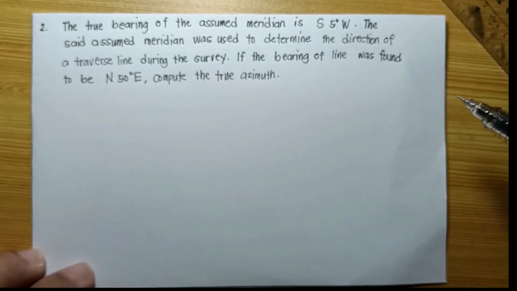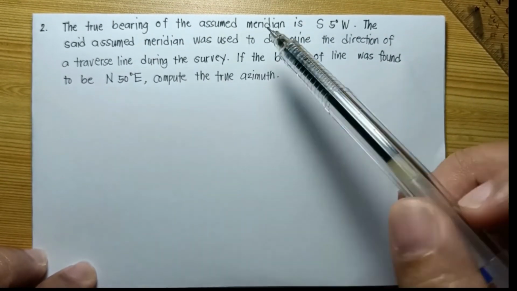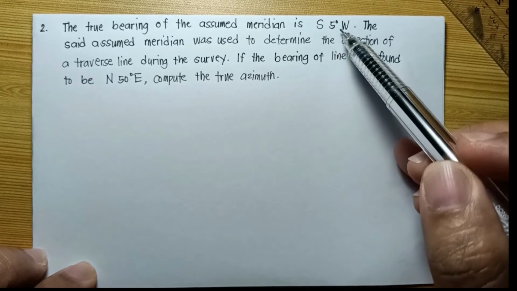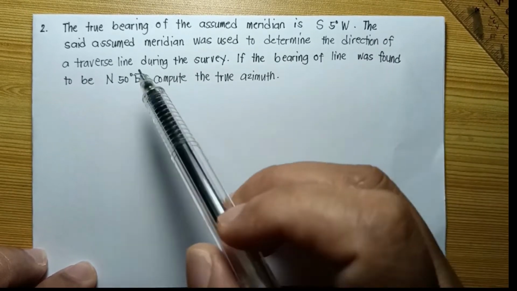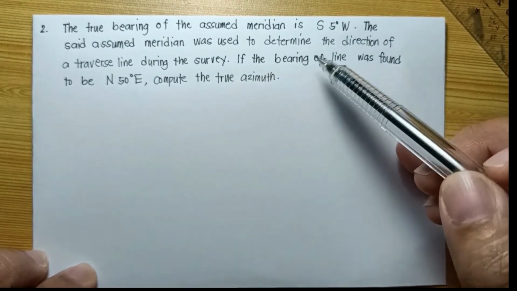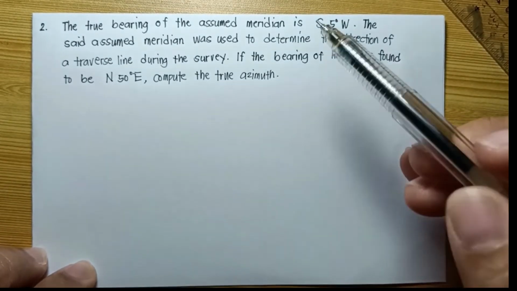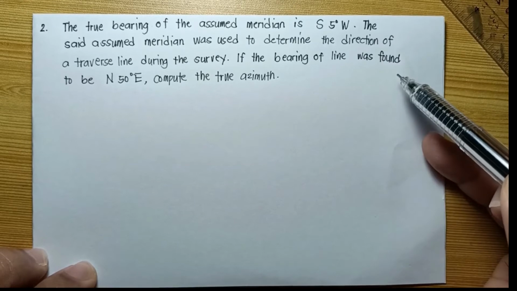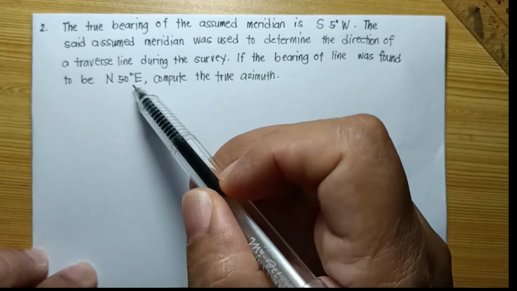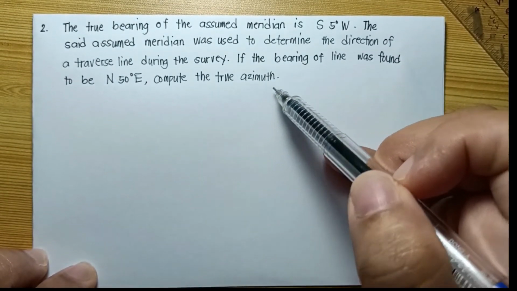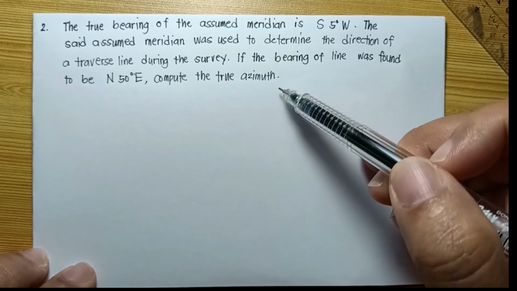Okay, another problem. The true bearing of the assumed meridian is south 5 degrees west. The said assumed meridian was used to determine the direction of a traverse line during the survey. If the bearing of a line was found to be north 50 degrees east, compute the true azimuth.